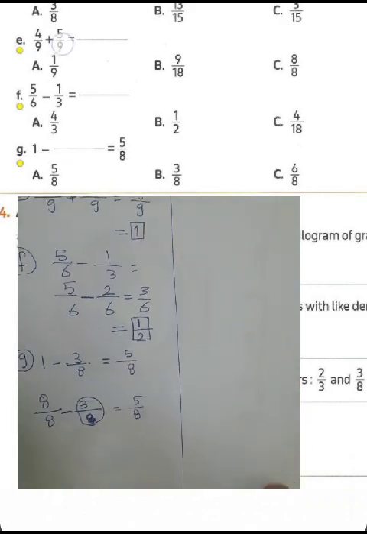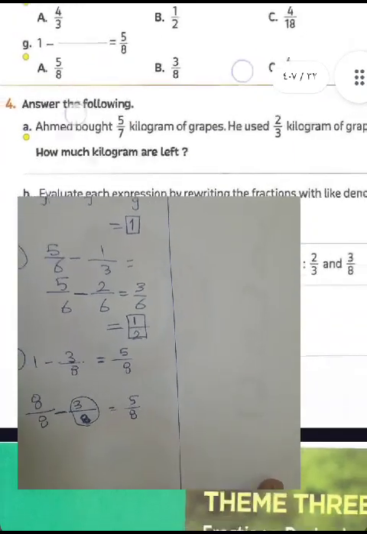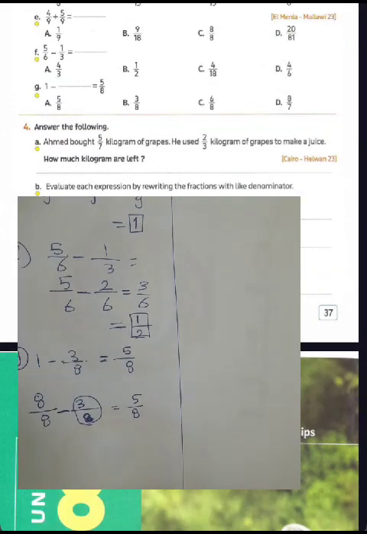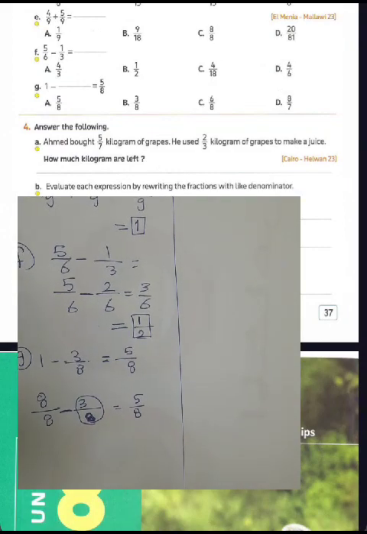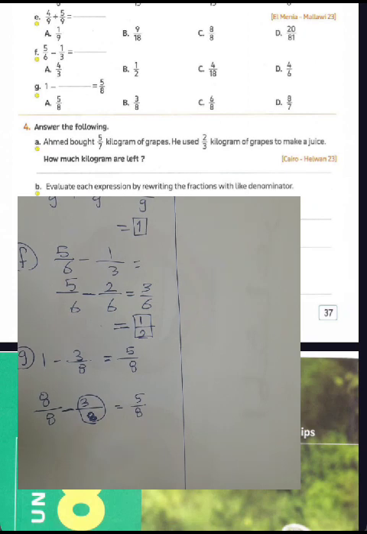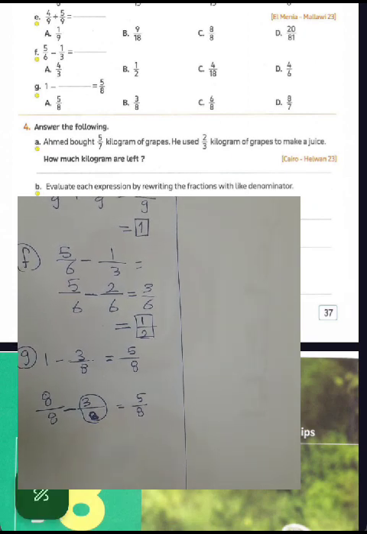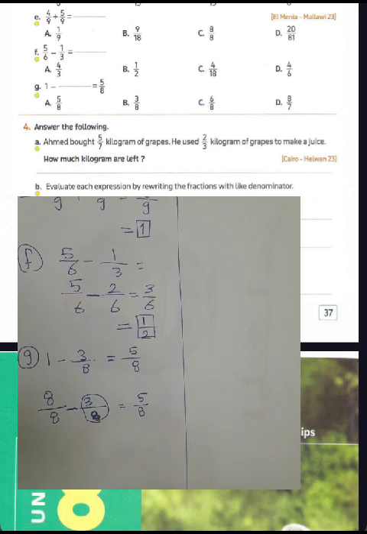Next question, number 4. Answer the following. Ahmed bought 5 over 7 kilogram of grapes. He used 2 over 3 kilogram of grapes to make a juice. How much kilogram is left? We can find what is left by finding the difference between the two numbers.